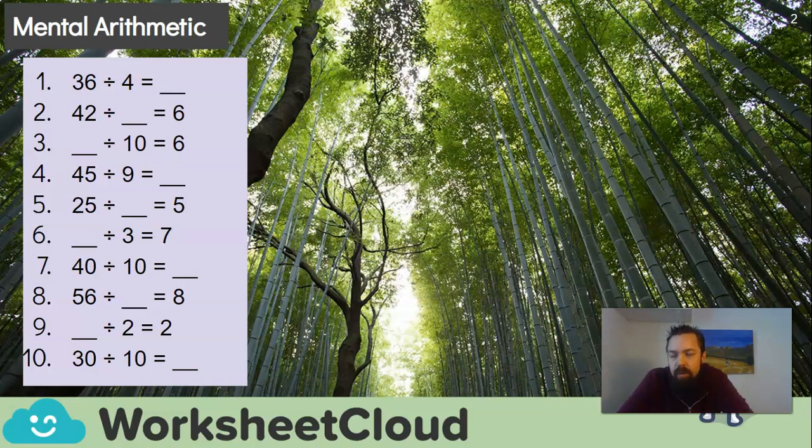36 divided by 4. Another way of asking that is how many 4s in 36? The answer is 9. Just give yourself a tick if it's right. Just put the answer next to what you wrote if it's wrong. 42 divided by something gives me 6. I can also ask how many 6s in 42, and it's 7. So the missing number is 7.